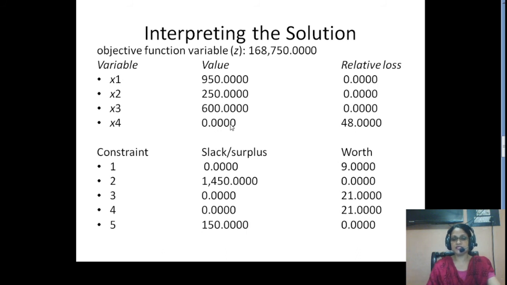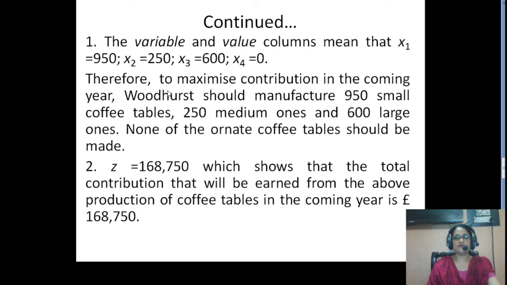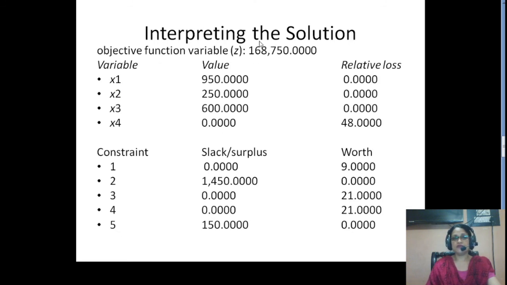Now, this is what is written here. So, therefore, to maximize contribution in the coming year, Woodhurst should manufacture 950 small coffee tables, 250 medium ones and 600 large ones. None of the ornate coffee tables should be made. So this will give you the objective function value of pound 1,68,750, right? So at this point your objective function will be maximized, right?